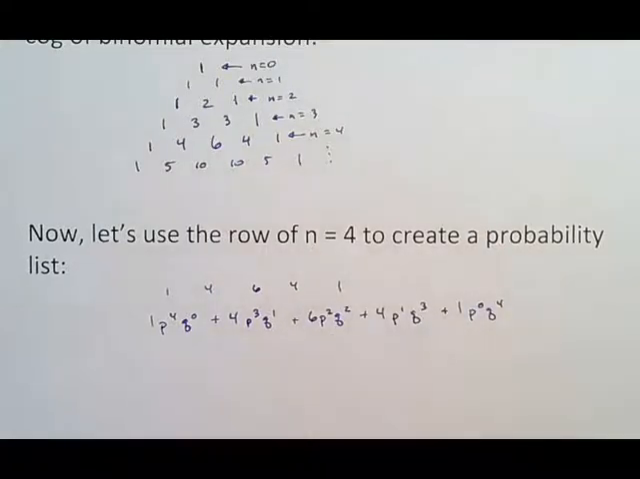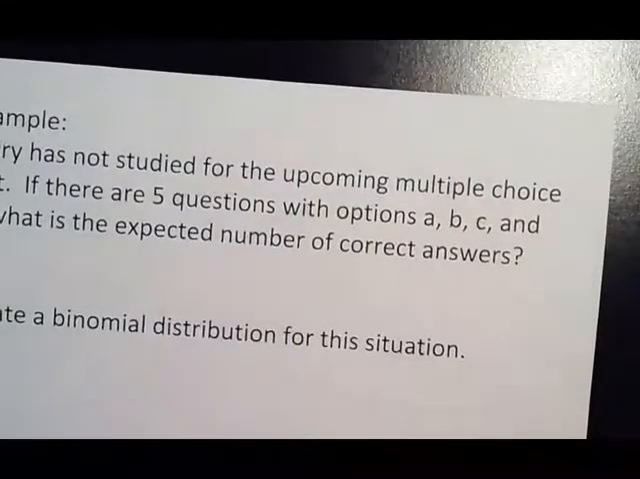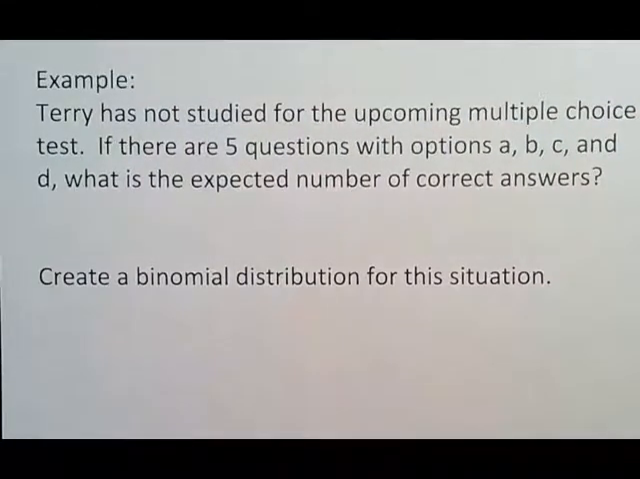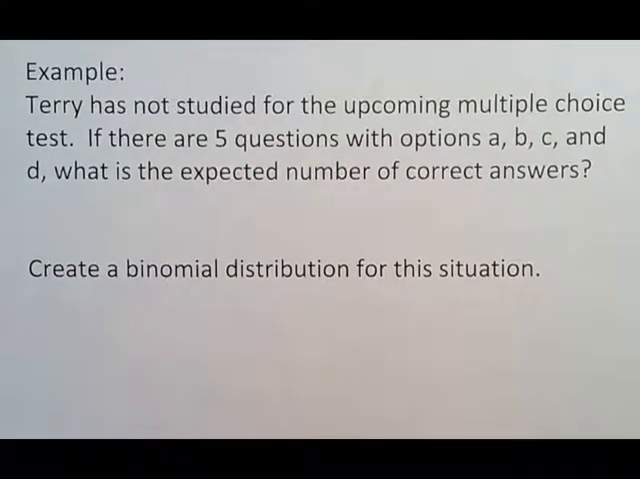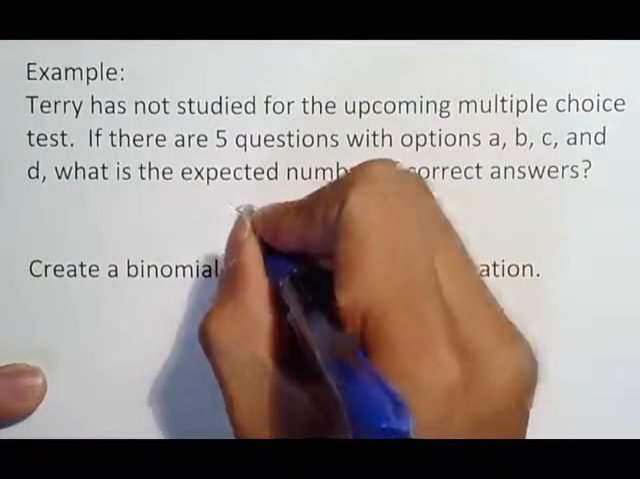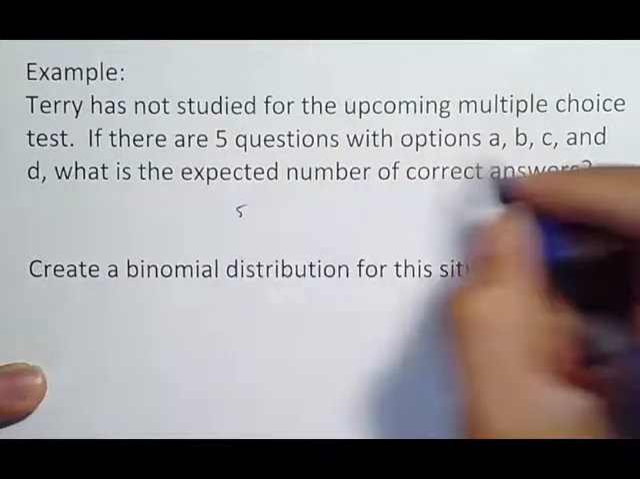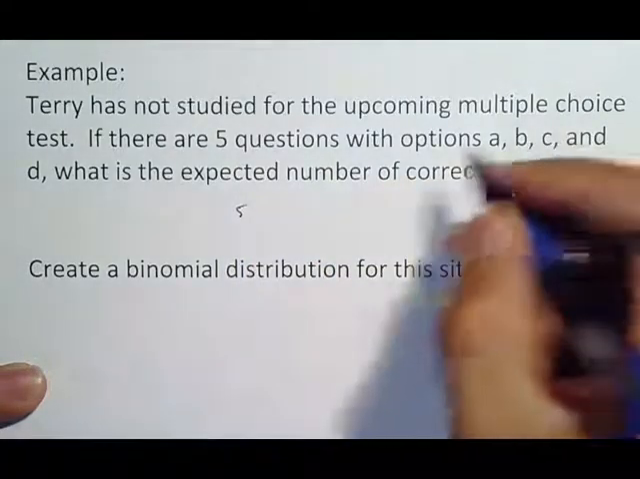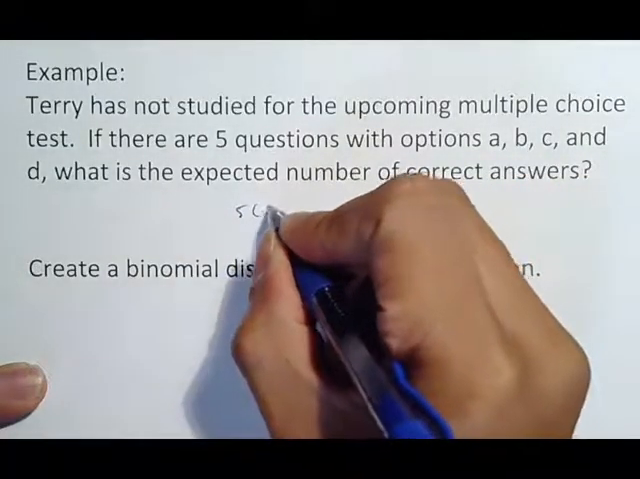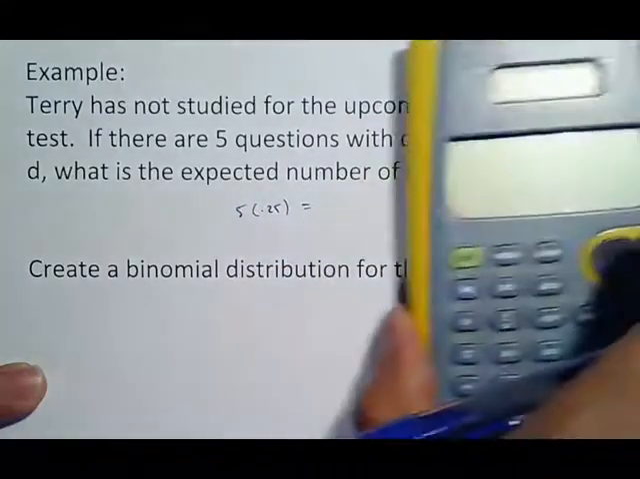And that is used to help you answer questions like this. Excuse me for a moment. In this question it says, Terry has not studied for the upcoming multiple choice test, which sounds like Mr. Bradley when he was in one of his classes that he didn't like. If there are 5 questions with options A, B, C, and D, what's the expected number of correct answers? Well, what we would expect is 5, which is your number, times your probability of success. If there are 4 options, 1 out of 4 would be a 25% chance, which gives 1.25.